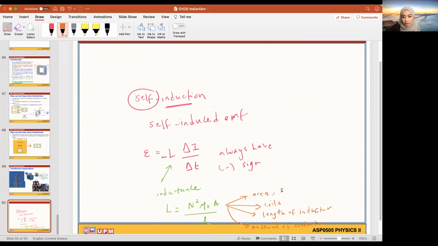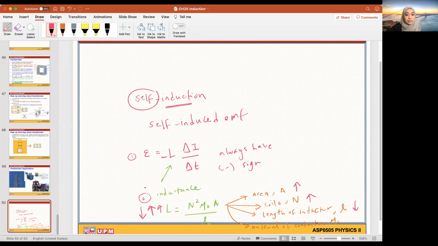So area is A, number of coils is N, length of inductor is L, and then we have mu naught. From this equation, if we increase the area, we get an increase in L. If we increase the number of coils, we get an increase in L. If we increase the length of the inductor, we get a decrease in L. The material of the conductor is mu naught. If you change it to other conductors such as iron or copper, you will get a better performing inductor. So that was the first equation, and this is your second equation.